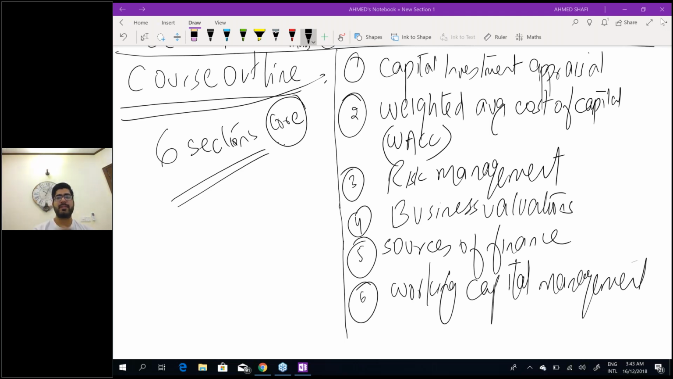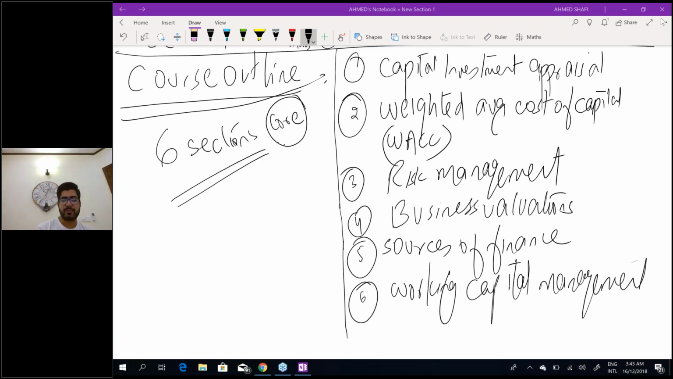Okay, the second section is weighted average cost of capital, or WACC. You might have heard many times that the Bank of England or the State Bank of Pakistan have kept interest rates at 10% or 9%. How this rate is computed, 10% or 9%, this is what you will learn in weighted average cost of capital, or WACC.